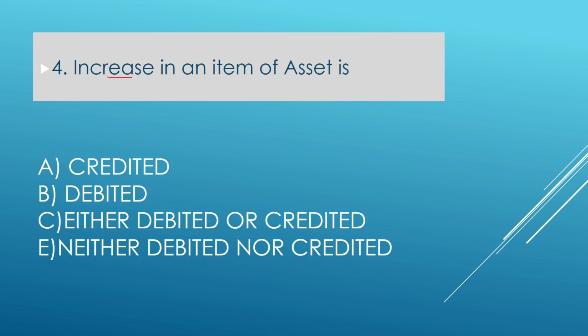Increase in an item of asset is. If any item of asset is increasing, what we do is debit. If the item of an asset is decreasing, we do it credit. So the answer is increase in an item of asset is debited. The correct answer is B, debited.